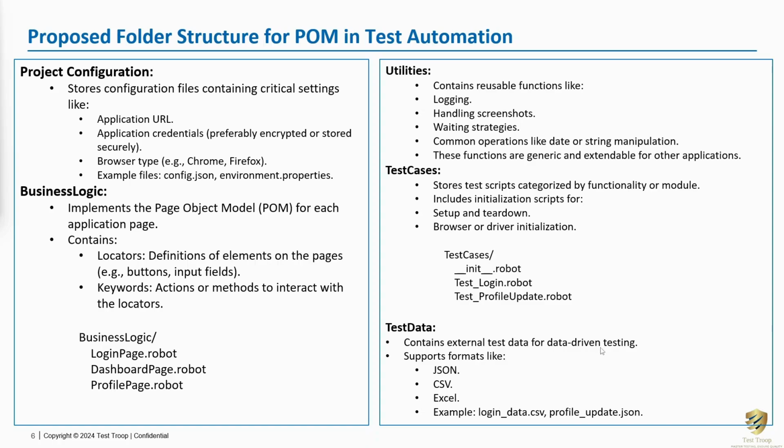Okay, so you can store the test data in different formats, like maybe in the format of JSONs. In case you are doing an API automation where you need a request in the form of a JSON, then you can store all the requests as JSON files, or you can store all your inputs in terms of a CSV file or an Excel file and things like that, mainly used for data driven testing. Examples could be login data.csv, profile update.json and things like that.